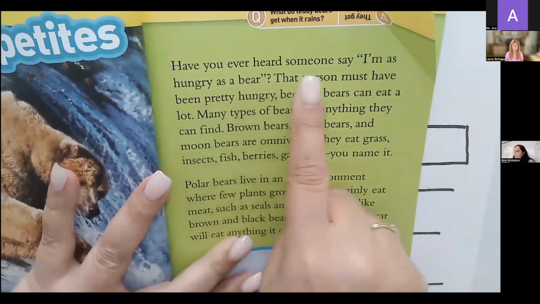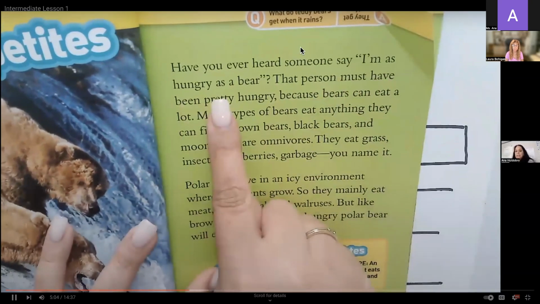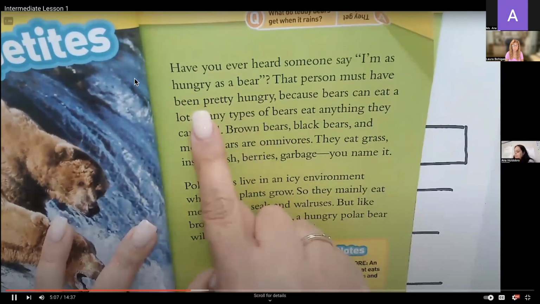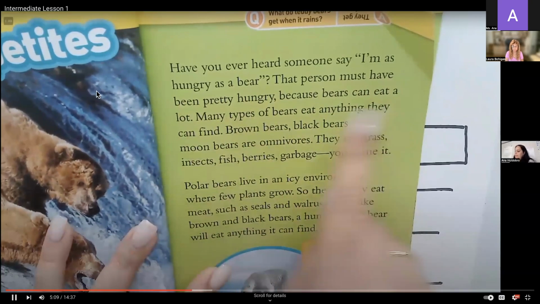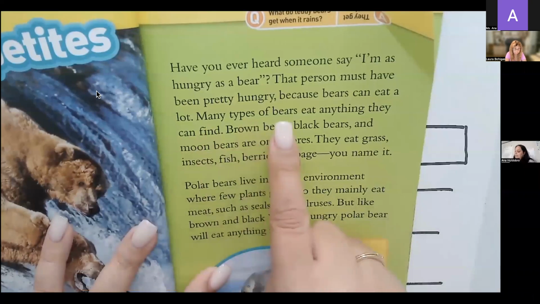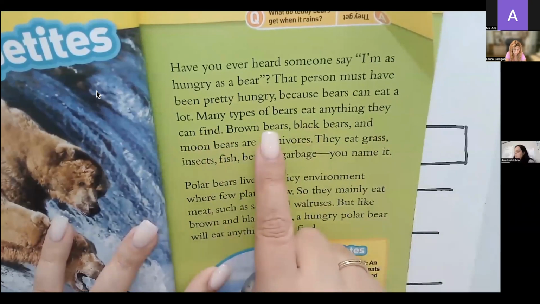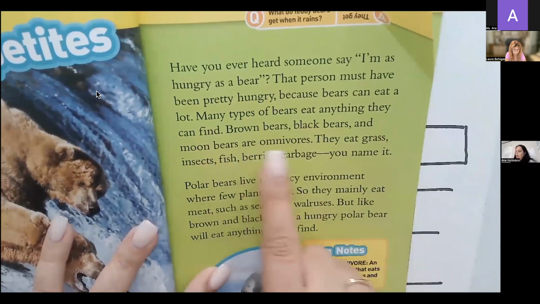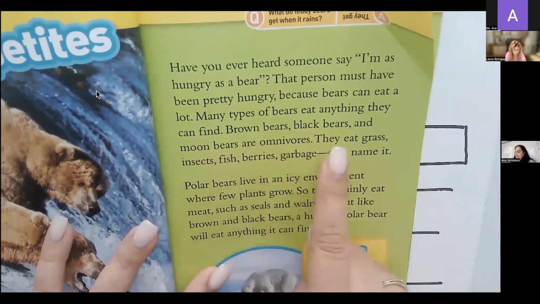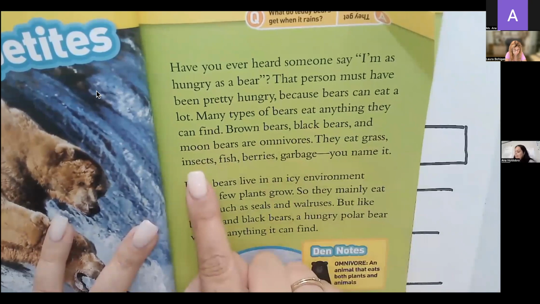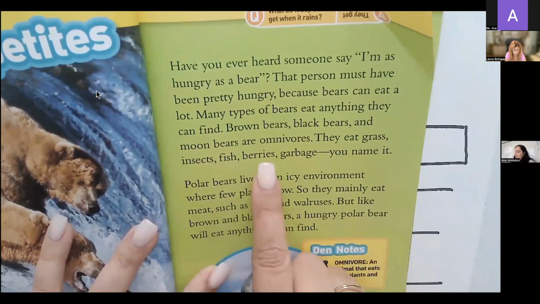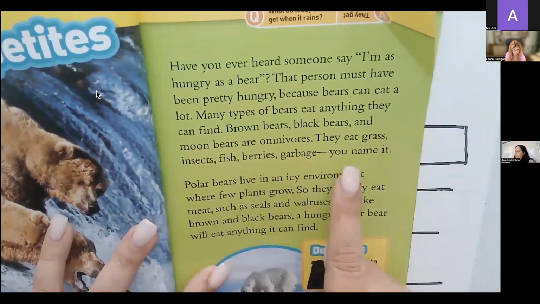Have you ever heard someone say, I'm as hungry as a bear? That person must have been pretty hungry because bears can eat a lot. Many types of bears eat anything they can find. Brown bears, black bears, and moon bears are omnivores. They eat grass, insects, fish, berries, garbage, you name it.